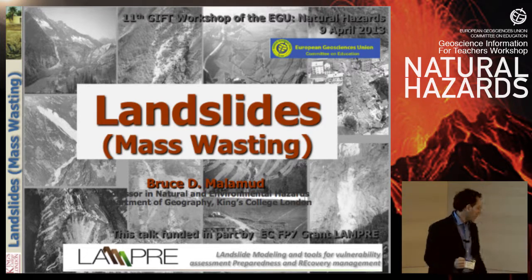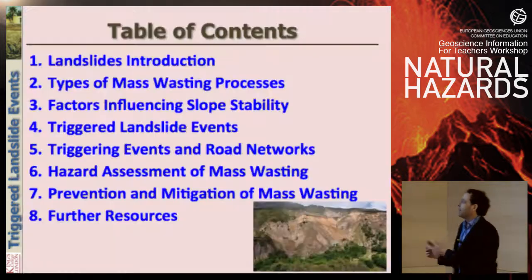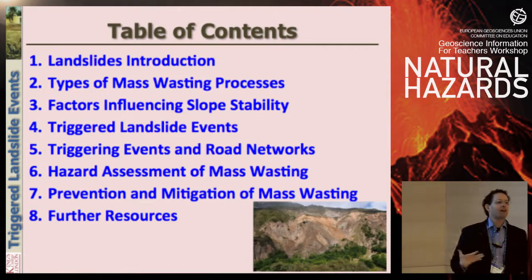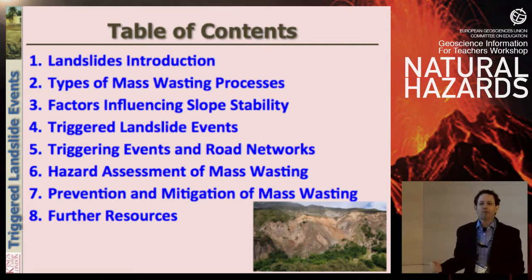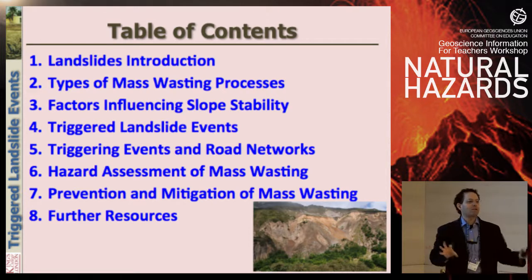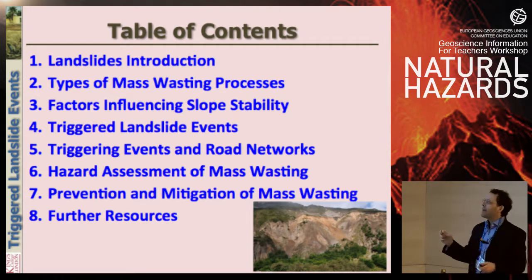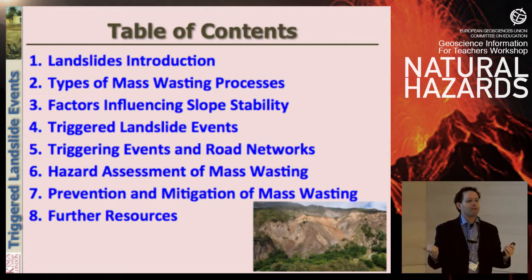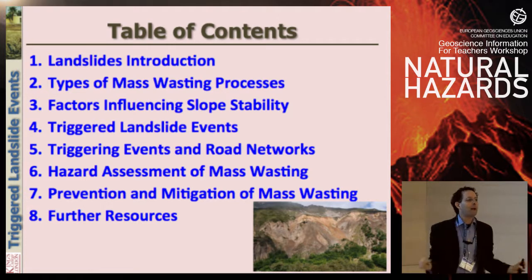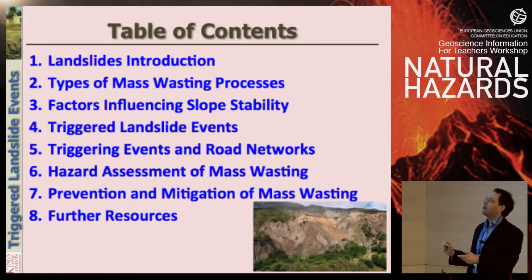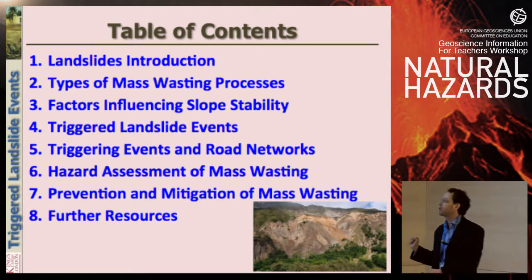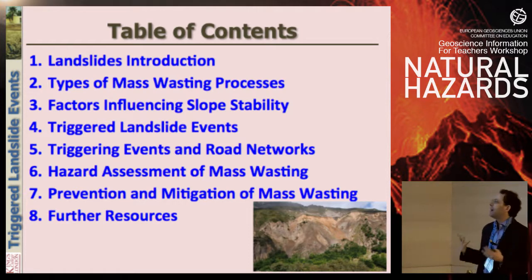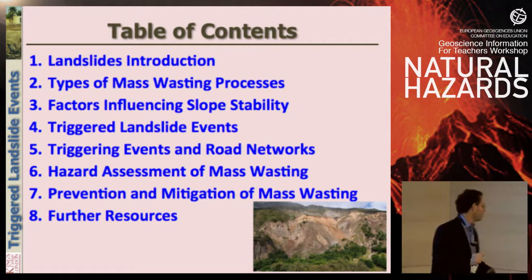With that, what I'd like to do is to start. What we'll be talking about today are landslides, or mass wasting. I will first do an introduction. I'll talk about some of the processes involved, some of the factors influencing slope stability. Then I'll talk about triggered landslide events, the idea that one earthquake can trigger many thousands of landslides. From there, go into how landslides interact with road networks, hazard assessment of mass wasting, if time, and if not, it's in the slideshow, prevention and mitigation of mass wasting, and then the further resources.